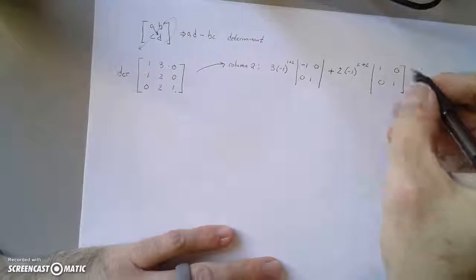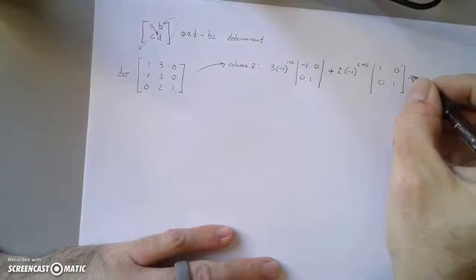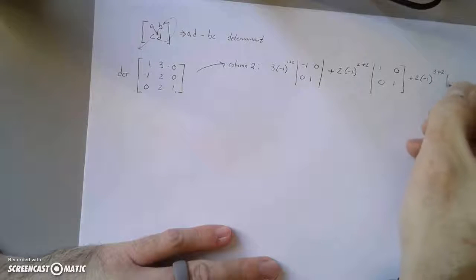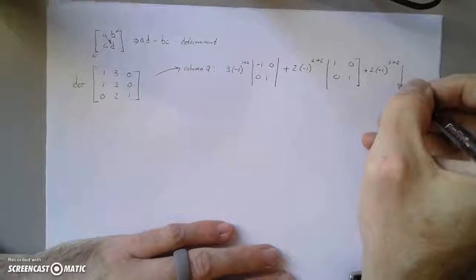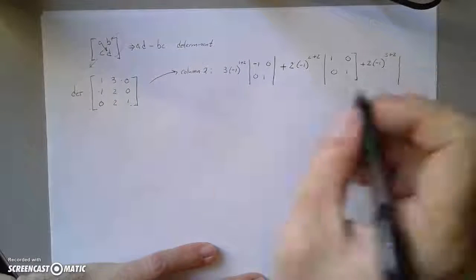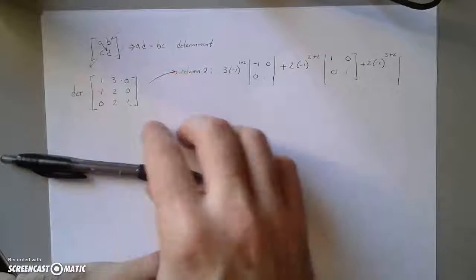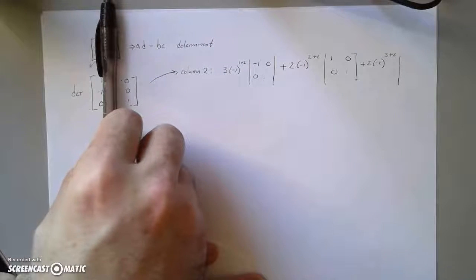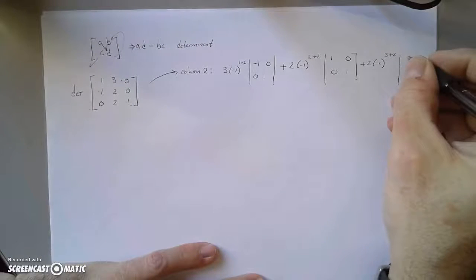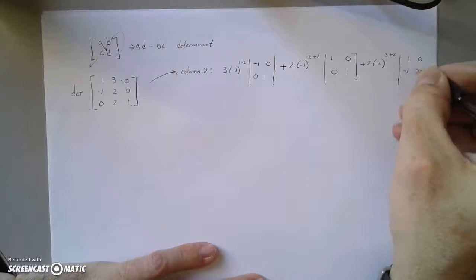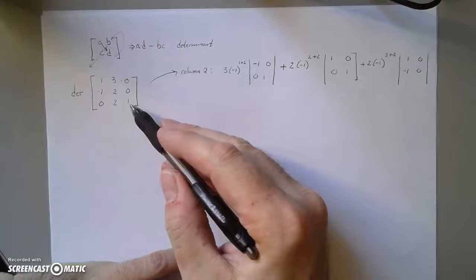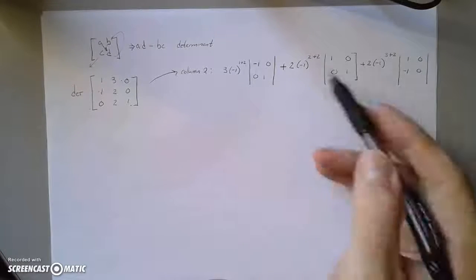And then we have the last number in our column, plus 2 times minus 1 raised to the power of its address, third row, second column, times a 2 by 2 determinant. We get that determinant by blocking off the third row, second column. So that's 1, 0, minus 1, 0. So we reduce a 3 by 3 determinant down to a bunch of 2 by 2s.